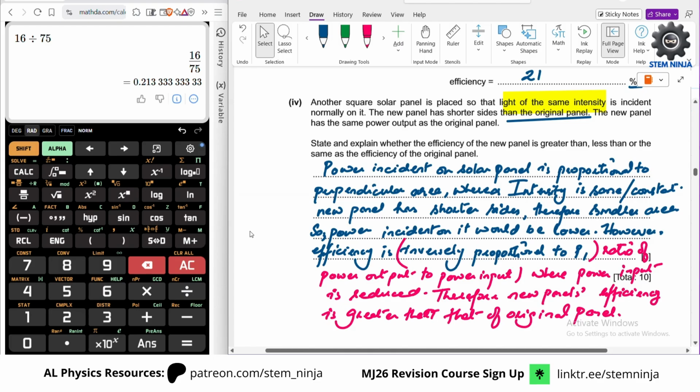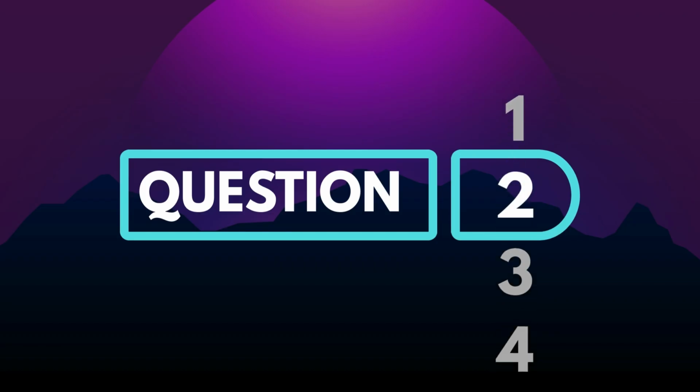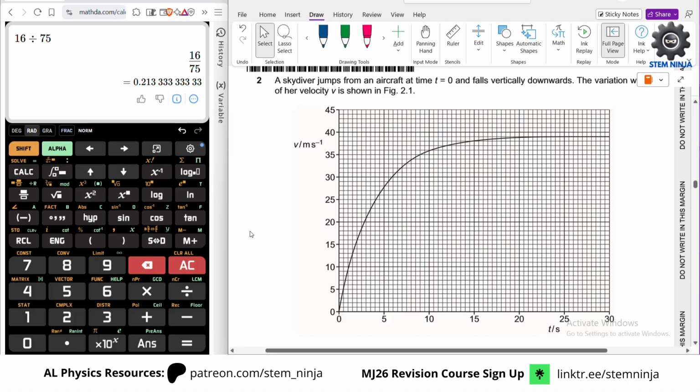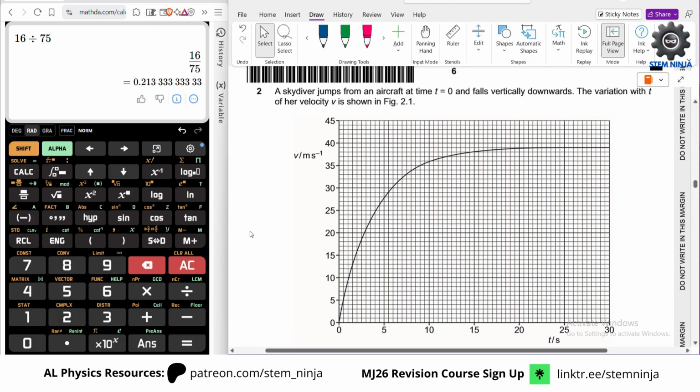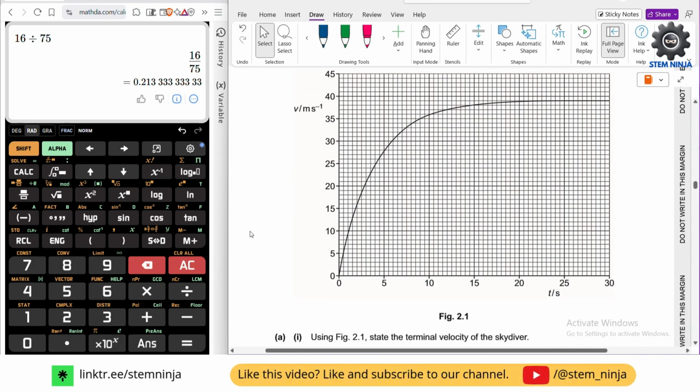Alright, so this is question number 1. On to question number 2. A skydiver jumps from an aircraft at time t equal to 0 and falls vertically downwards. The variation with t of her velocity v is shown in figure 2.1.